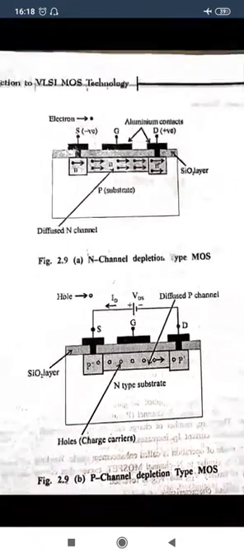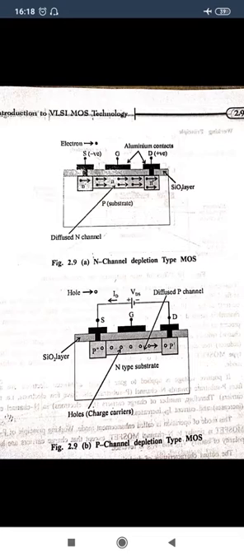So in depletion type of MOSFET, depletion means depletion of the carriers from the channel towards the substrate, depending on the gate voltage we have applied. The major advantage of this depletion type of MOSFET is that we can use a gate to source voltage nearly equal to 0. When we increase the negative voltage, the drain current reduces, and when we increase the positive gate voltage, the drain current is enhanced.